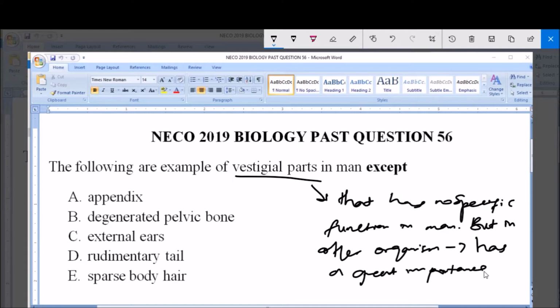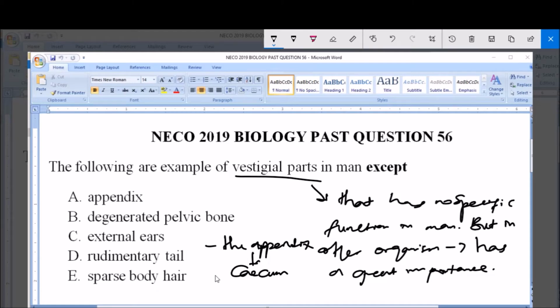Now I'll give you an example of these vestigial parts in man. An example of the vestigial part in man is the appendix. Now this appendix in man has no specific function, but in the herbivores, this appendix is represented as the cecum, or we call it the cecum in the herbivores, where digestion still occurs.